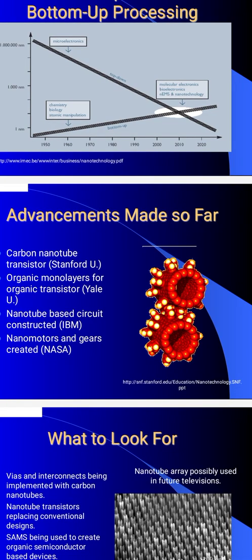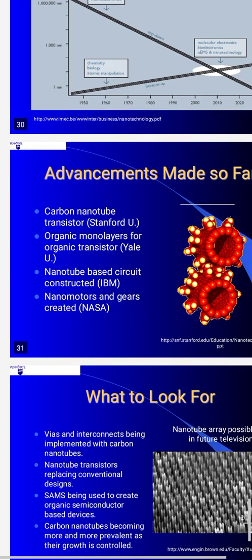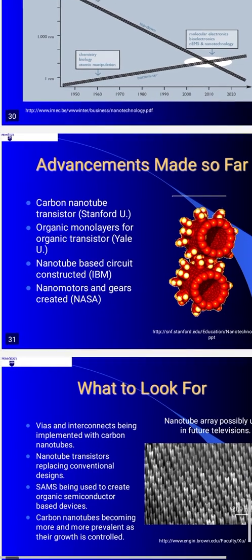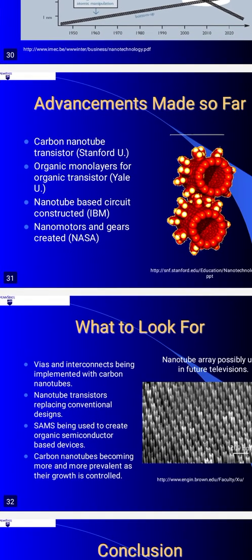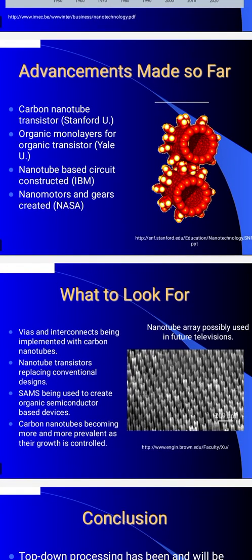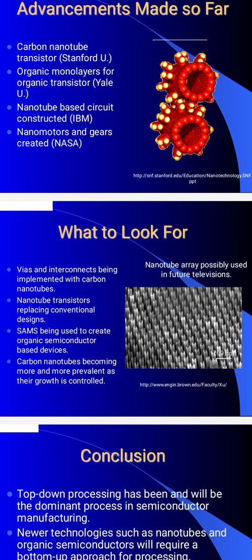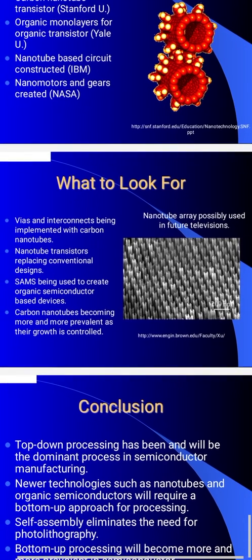The advancements made so far are written here. At Stanford University a carbon nanotube transistor was made, at Yale University organic monolayers for an organic transistor were made, IBM has constructed a nanotube based circuit, and nano motors and gears were created by NASA. This slide is also a very old one, so now there are more new achievements. You can look on the internet. What is the current situation?